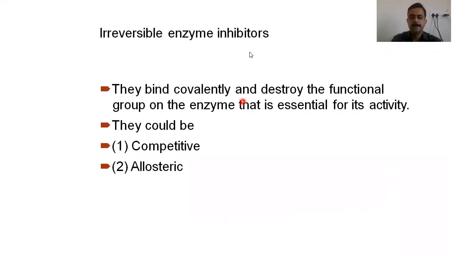Now, moving further, irreversible enzyme inhibitors. They bind covalently and destroy the function of the group of the enzyme that is essential for its activity. They could be competitive or allosteric. Bear in mind, we have seen the reversible inhibitors, which somewhere somehow may get out of that active site, and then the substrate would bind and the reaction would take place. But in case of irreversible inhibitors, they will directly destroy the functional activity of that enzyme. So there are two functional classes, competitive and allosteric.